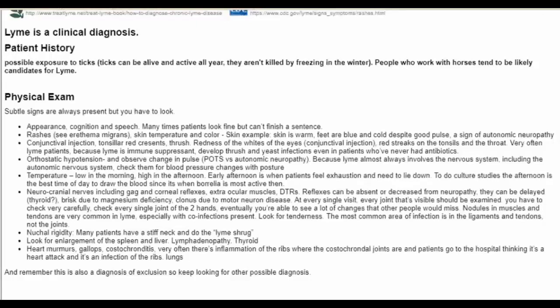Then there could be red crescents on the tonsils. They could have thrush. That's like a candida. Look for redness in the whites of the eyes. That's the conjunctival injection. Look for red streaks on the tonsils and the throat.